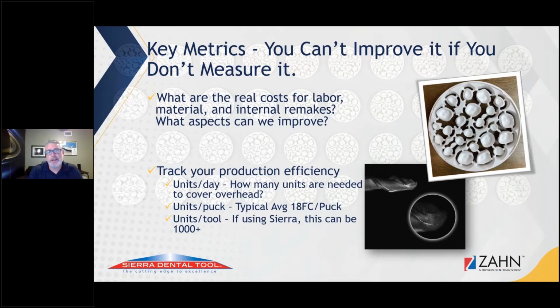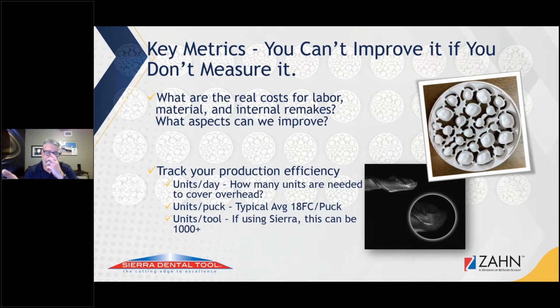Steps that Sierra can help you improve on the milling side is the tools themselves. Big thing that most people don't do is they don't track all of their production when it comes to units. A lot of times they're just counting hours, sometimes they're just counting units, but it's good to know exactly how many units you're getting out. So we do an average of about 18 units a disc at one of the milling centers I ran. And from that, we were getting plus 1,000 units as we were milling.